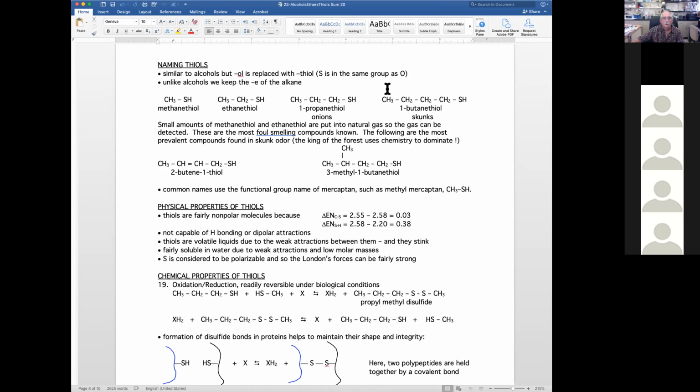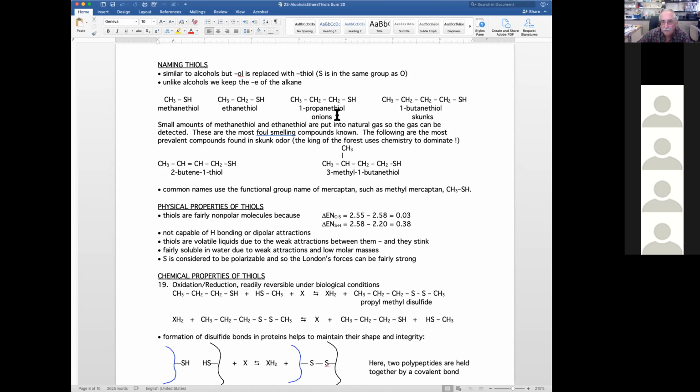These right here are extremely potent smelling. So they put very small amounts of them into natural gas so that the natural gas can actually be detected. Otherwise, natural gas has no smell, and that would be quite dangerous. And so here's one, propane thiol. This is found in onions.